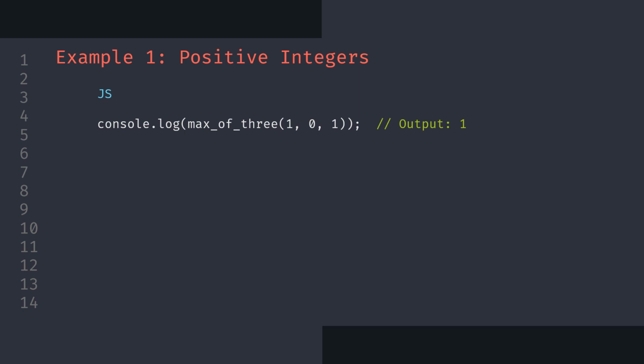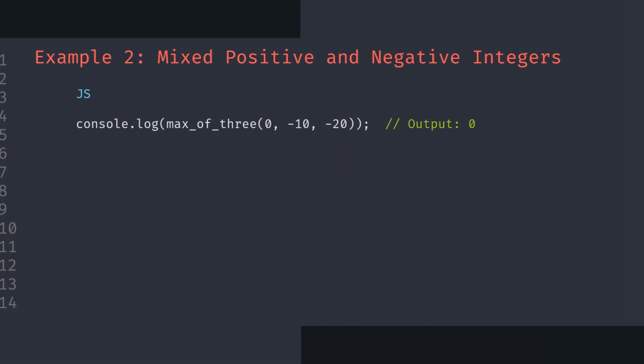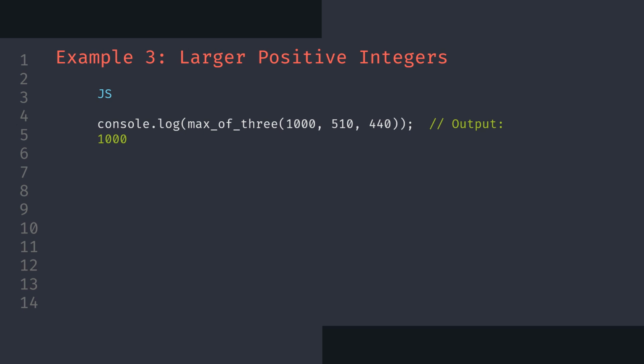In this example, we compared the numbers 1, 0, and 1. Since 1 is the largest number, the function returns 1. In this example, we are comparing 0, -10, and -20. Since 0 is the largest, it is returned. Here, we are comparing larger positive integers 1000, 510, and 440. The largest value, 1000, is returned by the function.